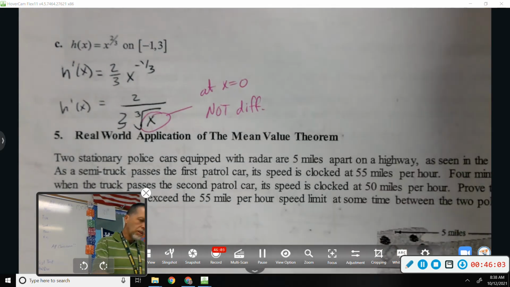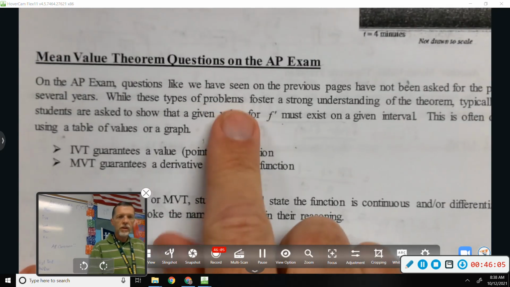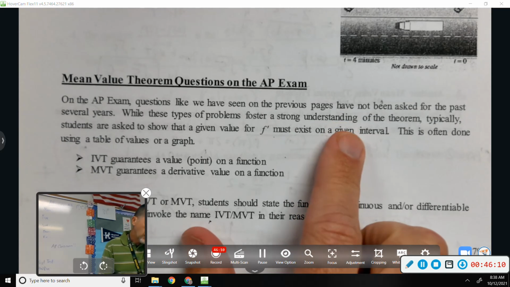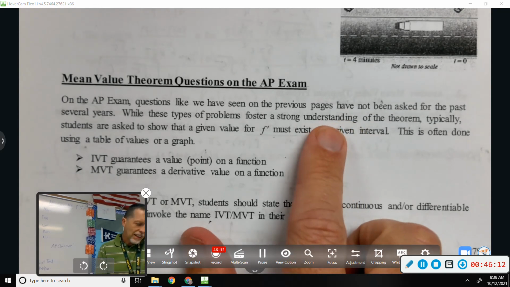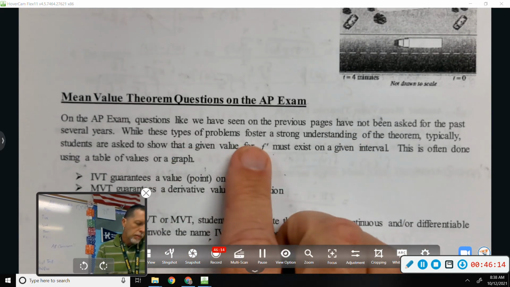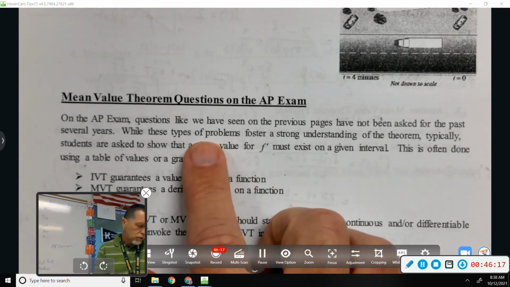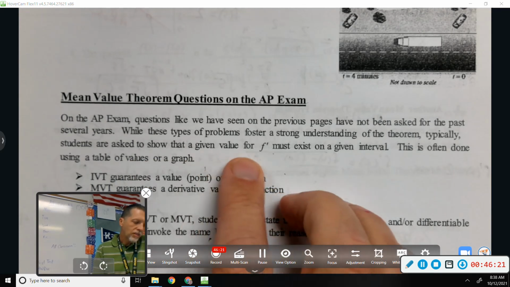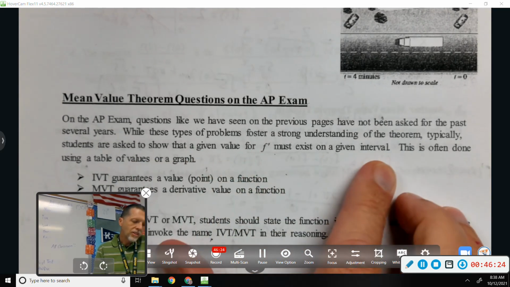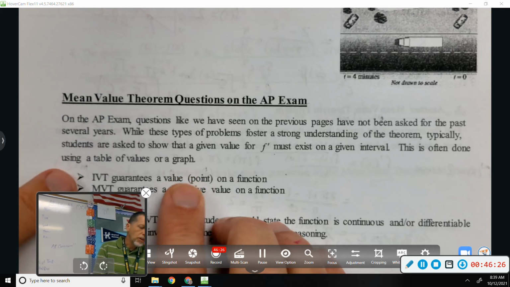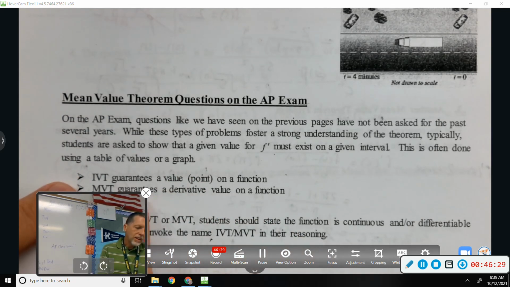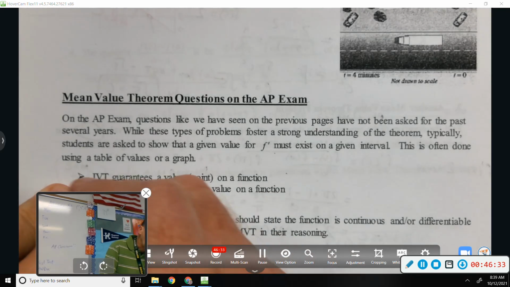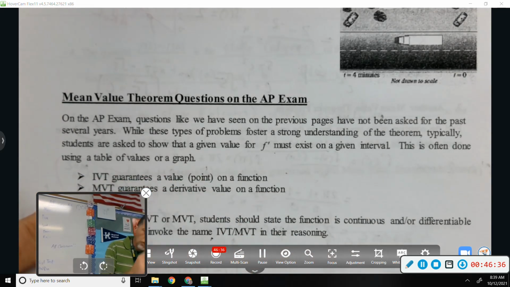All right, a little bit of a side note on the AP exam here. On the AP exam, questions like we have seen on the previous pages are usually not asked exactly like that, but while these types of problems foster a strong understanding, typically students are asked to show that a given value for f prime must exist on a given interval. This is often done with tables or graphs, we've done that. So IVT guarantees a point. I'm not really worried about that one. MVT guarantees a derivative.